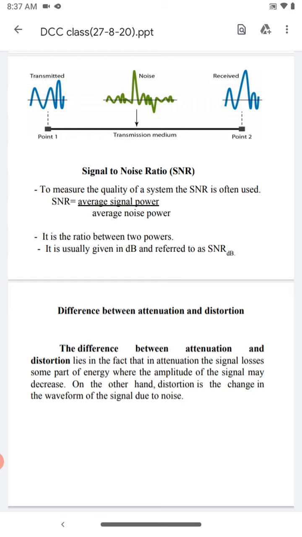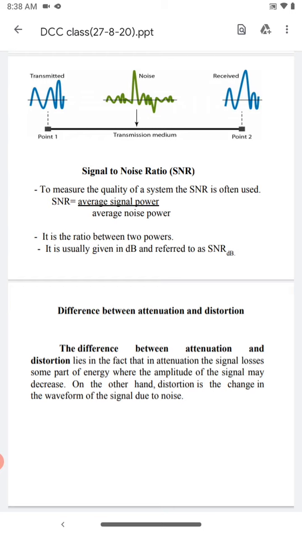Signal to noise ratio. To measure the quality of the system, the SNR is often used. The SNR, the signal to noise ratio, is the average signal power divided by the average noise power. SNR is a ratio between two powers. It is usually given in decibels and referred to as SNR dB.